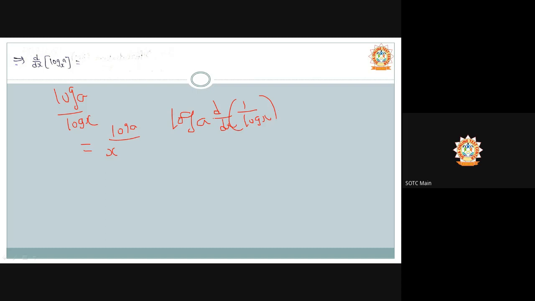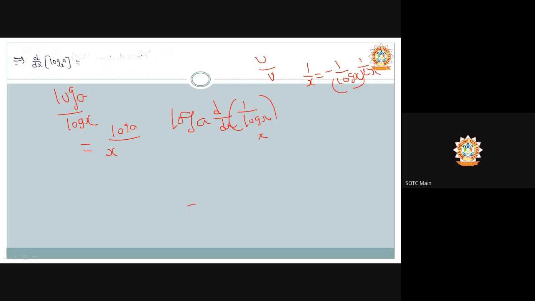This d by dx of 1 by log x can be solved in two ways. One is you can apply the u by v rule, or you can also assume the denominator as x. So what is the differentiation of 1 by x? We know this thing: minus 1 by x square. Minus 1 by x square means minus 1 by log x whole square. Again, you need to take the differentiation of log x. It will be 1 by x.